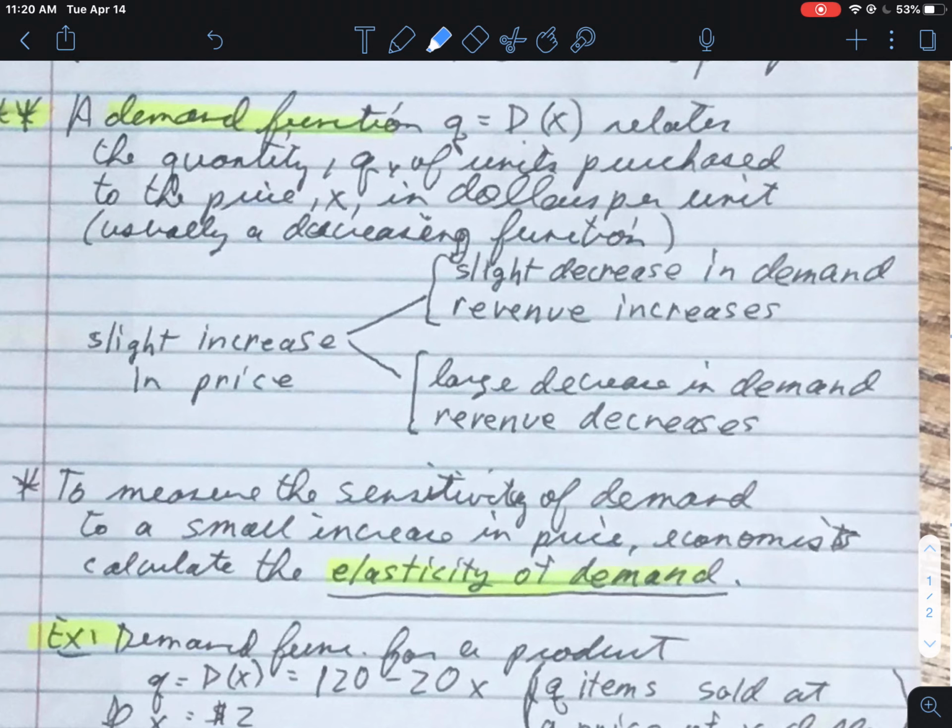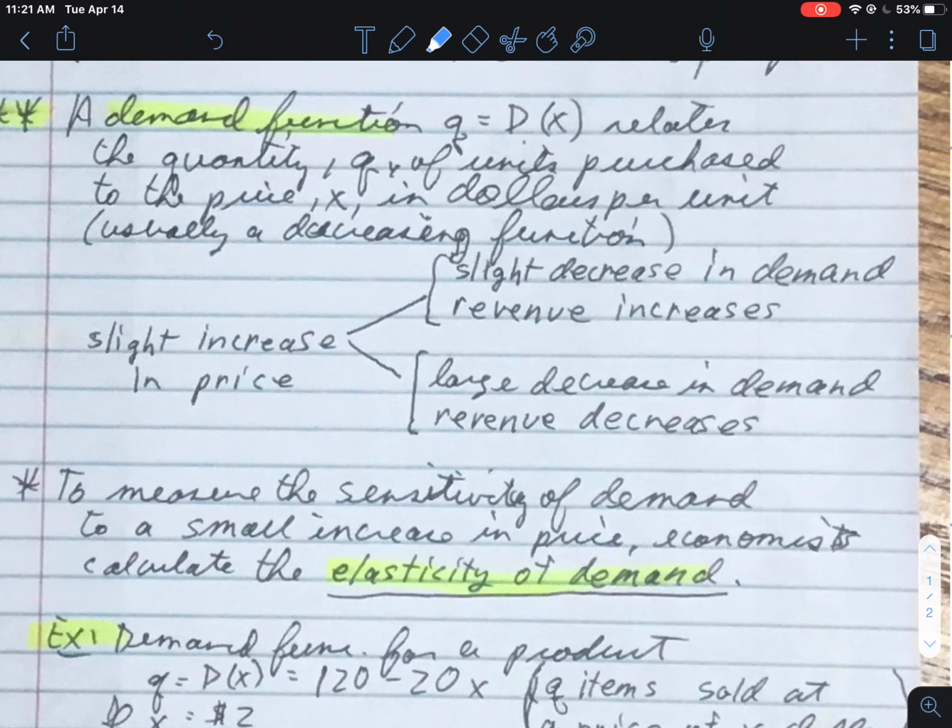Now, this is usually a decreasing function, right? Because like we said, if you increase the price of the product, typically your demand, or the quantity, is going to decrease at some point. And so from that point forward, you're always going to lower the amount sold if you increase the price.